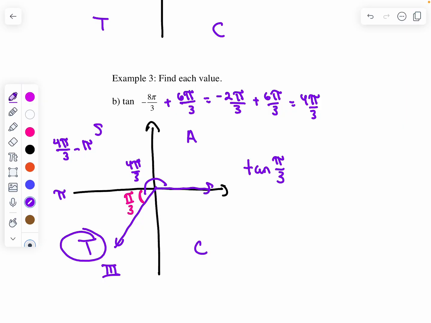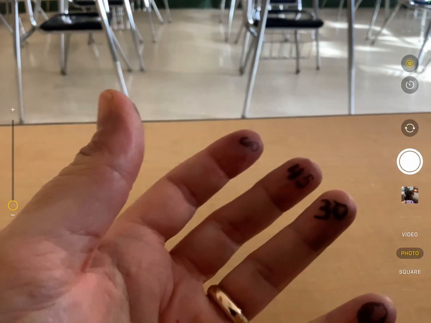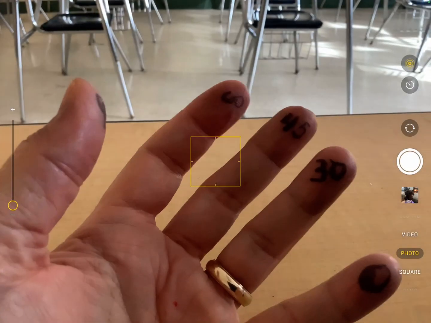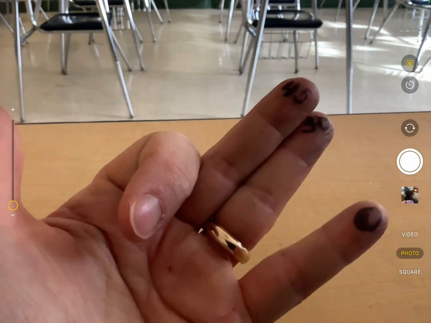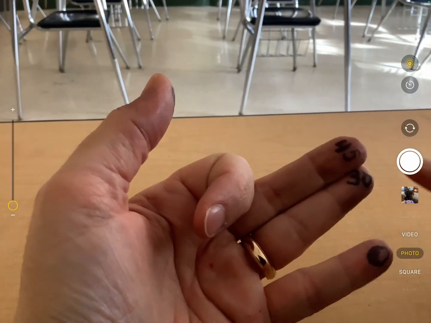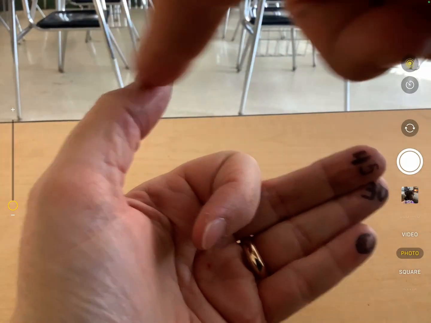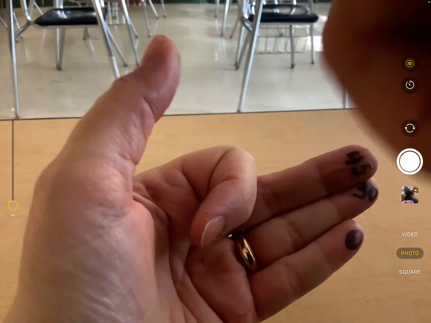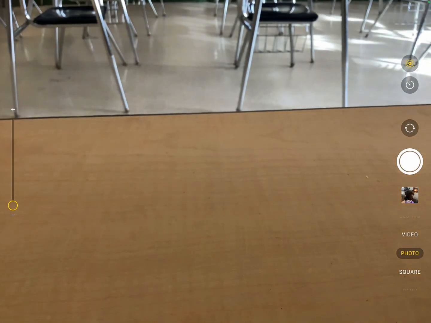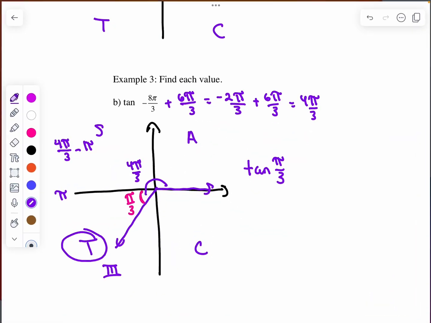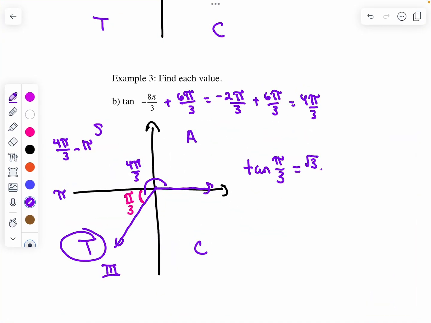Okay, so back to the hand. Pi over 3. I don't have my radians on here, but I know that's the same as 60 degrees. Tangent is the square root of the fingers on the right divided by the square root of the fingers on the left. I have 3 on the right. I have 1 on the left. That is root 3 over root 1, which is root 3. Okay, we'll get this. I know it's not easy.